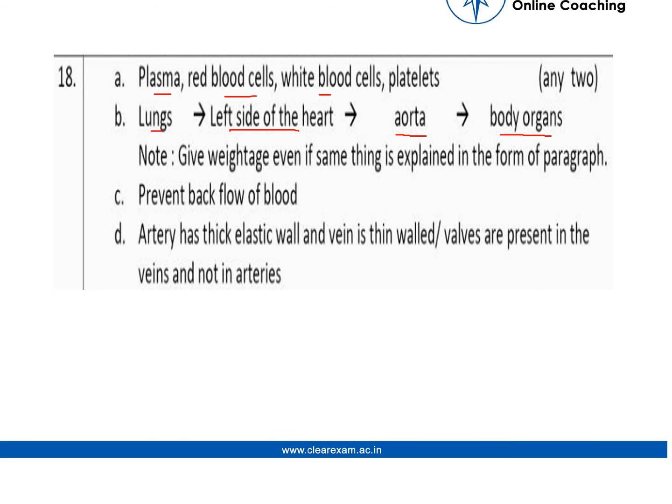The C part was write the function of valves. So what valves do is prevent backflow of blood, which is very much important. And the D part was write one structural difference between veins and arteries. So artery has a thick elastic wall and vein is thin walled. Valves are present in the veins and not in arteries. So this one is more fundamental, but you could write any one of the two.